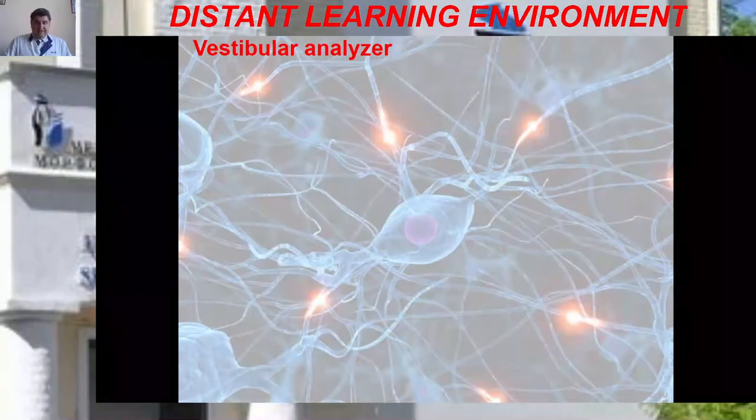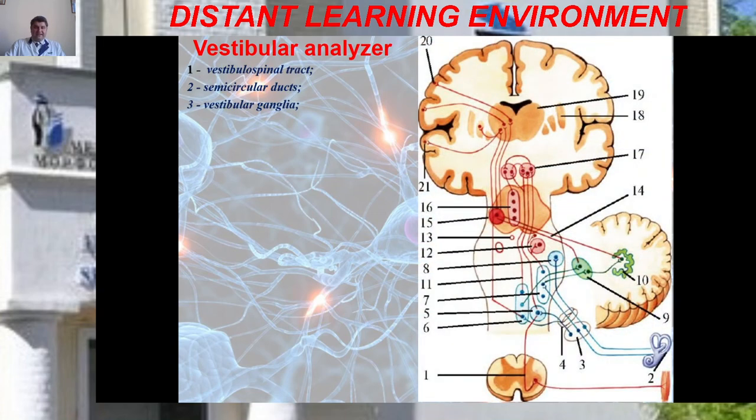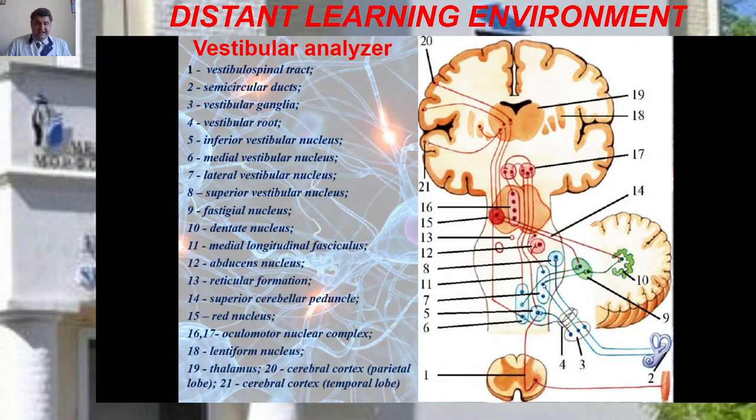So let's talk about the vestibular analyzer. So the first neuron of the reflex arc in the statokinetic analyzer lies in the vestibular ganglion. You may see this ganglion schematically here. The peripheral processes of the cells of this ganglion advance as a part of the vestibular division of the auditory nerve to the labyrinth and communicate with the receptor.